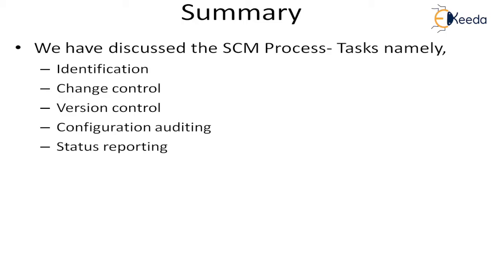So we have come to the end of all the processes, and summarizing it, we have discussed all the processes: identification, change control, version control, configuration auditing, and status reporting. And we have said that they appear like concentric circles around the SCM repository, and every object goes through these processes throughout the development life cycle.